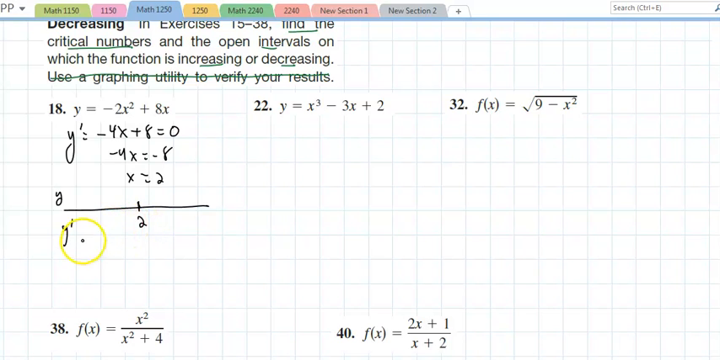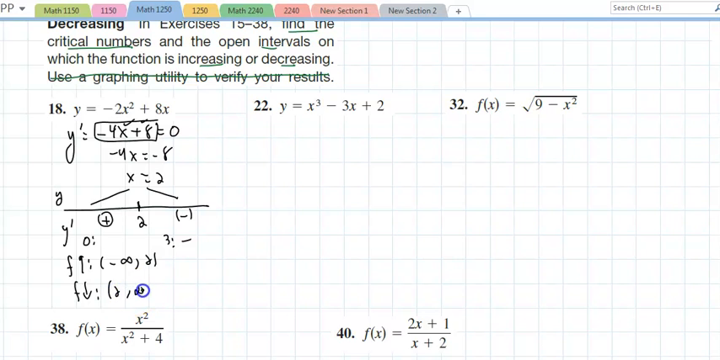I pick a point to the left of 2, let's say 0. If I put 0 right there, would that be positive or negative? The derivative will be positive 8. All you care about is if it's positive. And if you pick a point to the right of 2, let's say 3, negative 12 plus 4 plus 8 is negative. So we agreed positive increasing, negative decreasing. So you say f is increasing from negative infinity to 2, and f is decreasing from 2 to infinity.